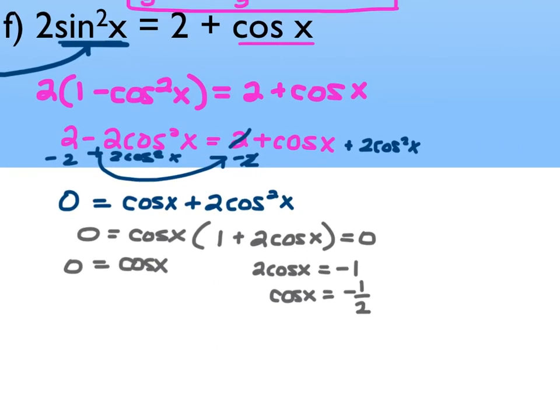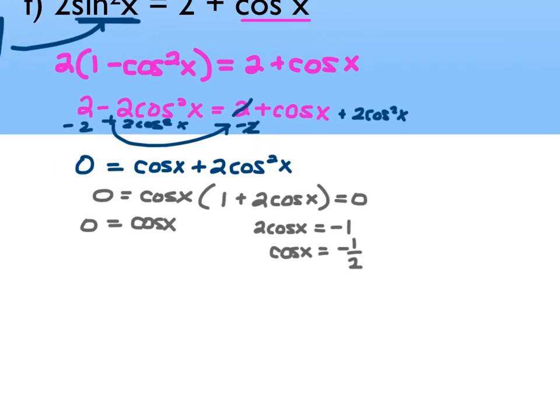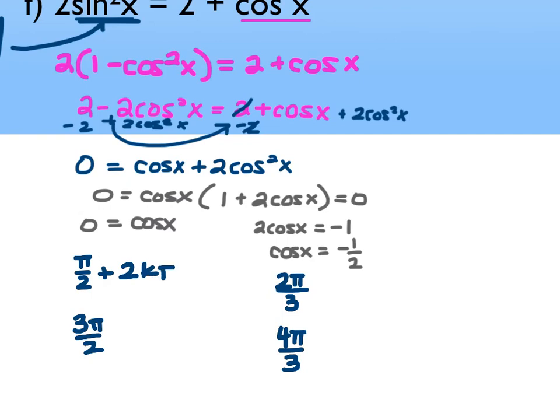So again, I'm looking at cosine. This is my x coordinate. Where is my x value 0? Two places, one at pi over 2 and one at 3 pi over 2. Where is my x value negative 1/2? Also two places, 2 pi over 3 and 4 pi over 3. And to each of these, we're adding 2k pi.